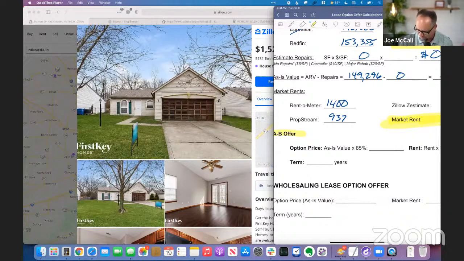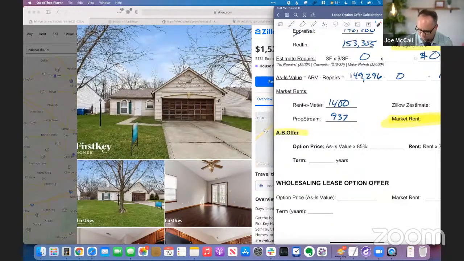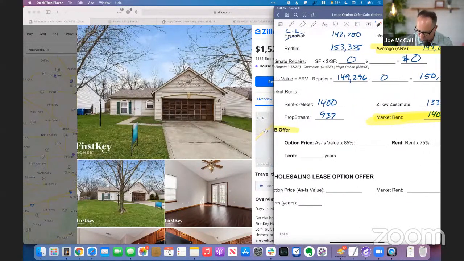The option price is going to be the as-is value times a certain percent. Most markets, I'm going to do 85%. If it's a really hot market, maybe in California where the house prices are real expensive, I might do 90%. If it's a down market, I might do 80%. But here's the point. With a cash offer, most investors are trying to get 60 to 70%, right? Well, with a lease option, we can offer the seller more. So I typically like to do 85%, so the as-is value times 85%.